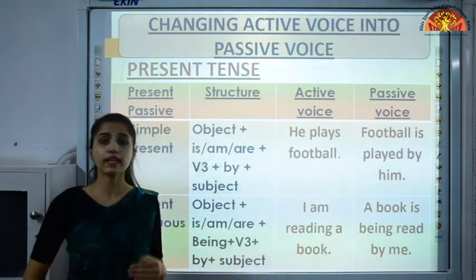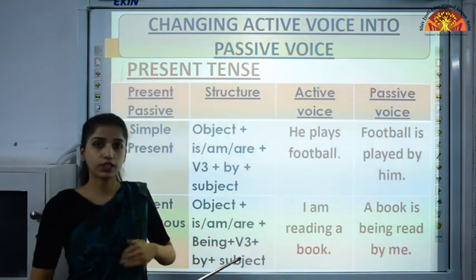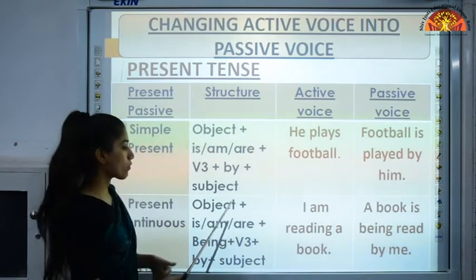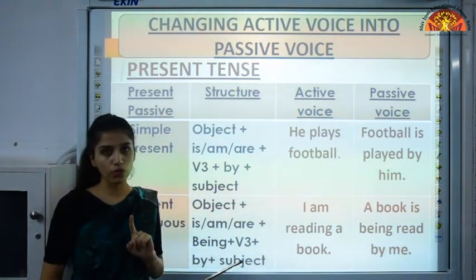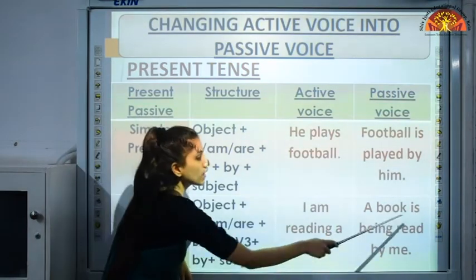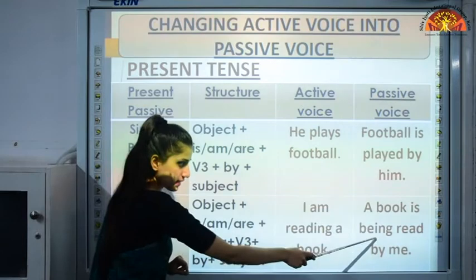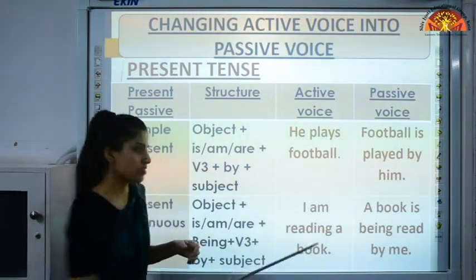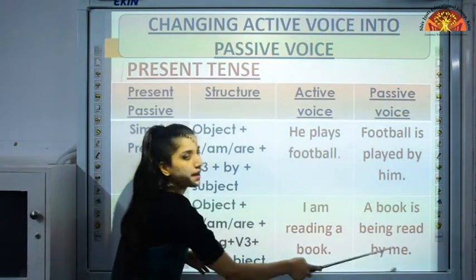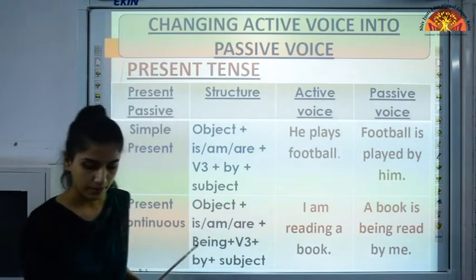Then we will be looking: if the object is singular, then we will be using is. If the object is plural, then are. So a book is, since we are talking about only a single book over here. Then being will be added, and then the third form of read, that is read. So, being read by me. I will be converted into me.